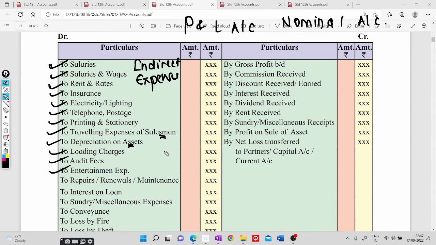Similarly, on the credit side, you can see commission received, discount earned, interest received, dividend received, rent received, or sundry miscellaneous receipts, etc. These are all income not related to the manufacturing or factory. So these are not income related to the main operations of the business. These are income from other sources. They will be indirect income, and it will be shown on the credit side of the profit and loss account.